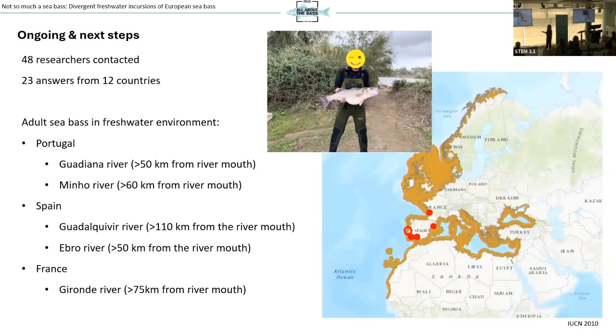So we have been trying to figure out if this happens in other places. And so far, we know it's happening also. Sea bass goes into fresh water in other rivers in Portugal, in Spain, and in France. This picture up there is from Spain, from a river in southern Spain. So, quite a big sea bass.